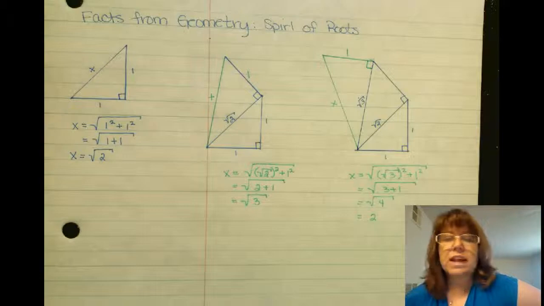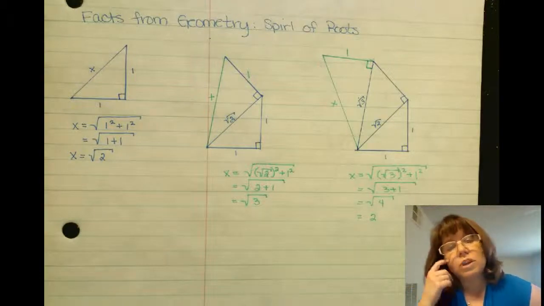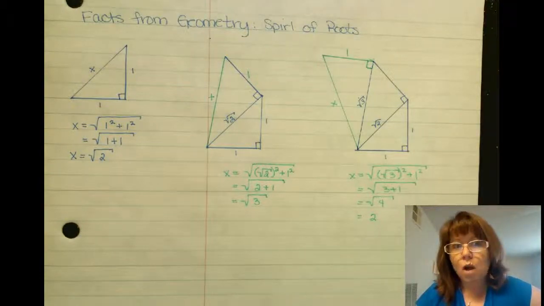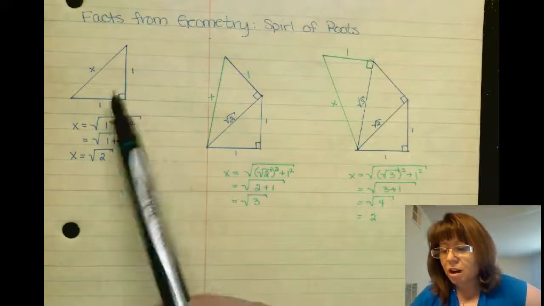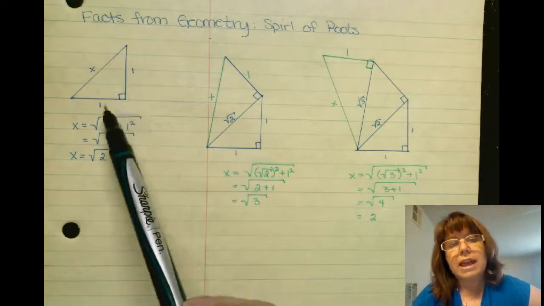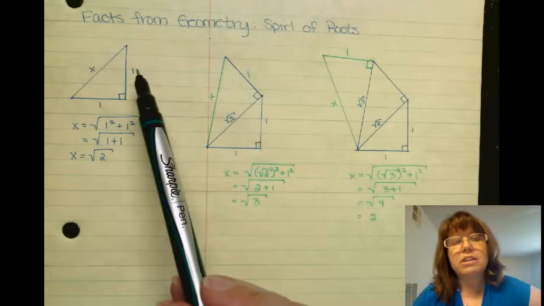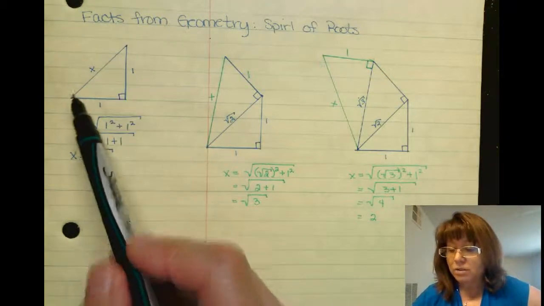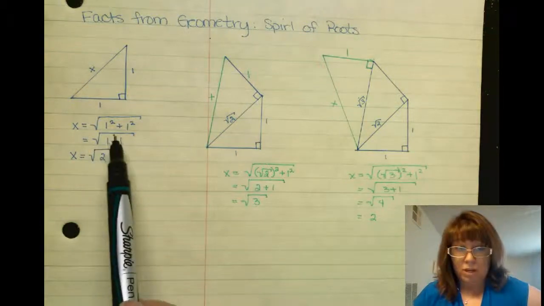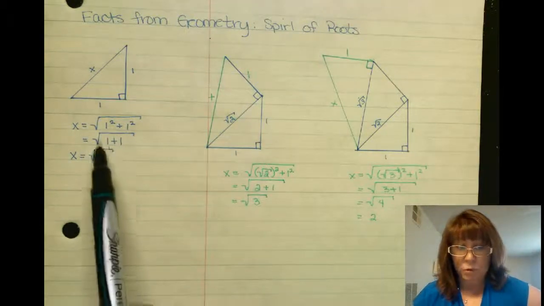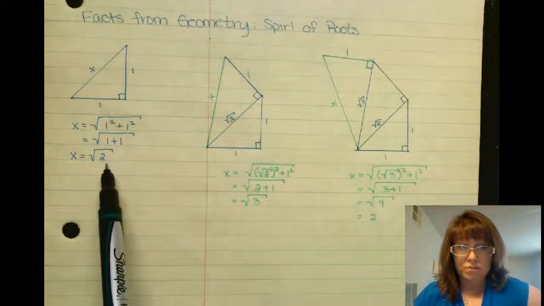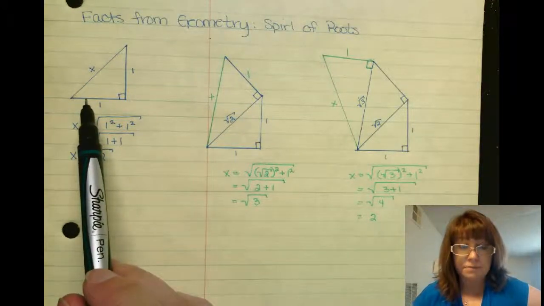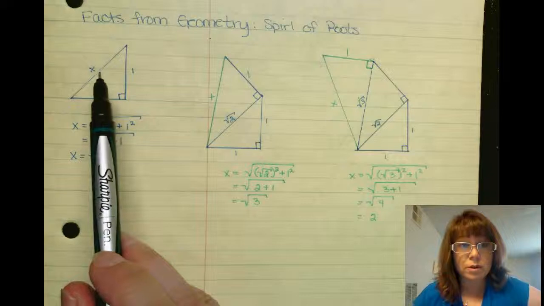So here's how it's created, and it's created using square roots. Now you might ask why. Well, we start off with a right triangle, and the sides A and B are the length of 1. And we figure out the hypotenuse. Well, 1 squared plus 1 squared is 2. The square root of 2 is the square root of 2. So the length of our hypotenuse is the square root of 2.